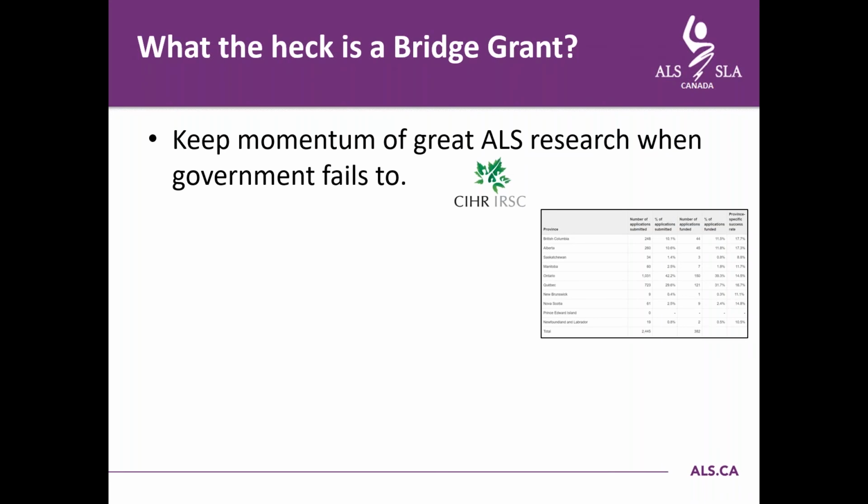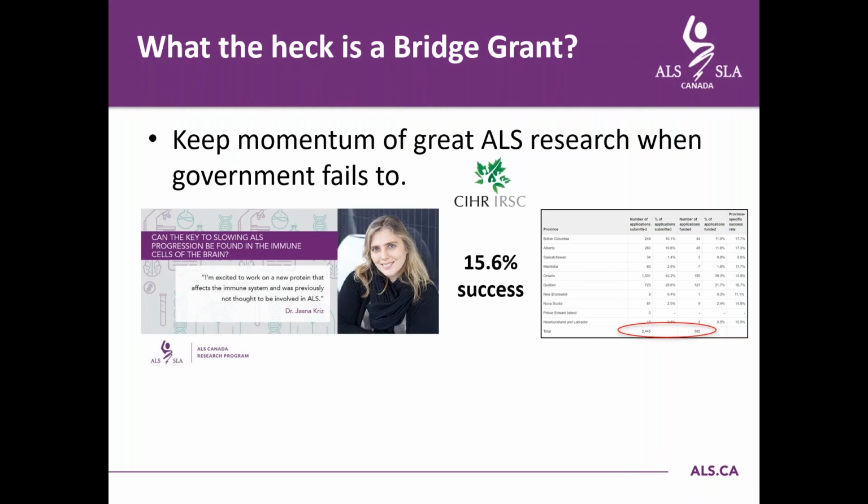Just to give you an idea of the success rates from the government funding system, here's an example from last year. I think this is actually the most recent competition in spring. There were 2,445 applications and only 382 were able to be funded. So you can imagine how many great projects are left on the table. And these bridge grants help to provide bridging funding to reapply in subsequent years. That's only a 15% success rate.